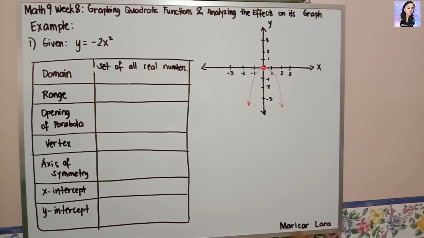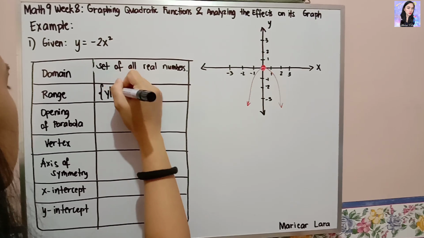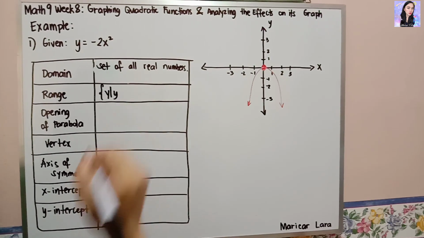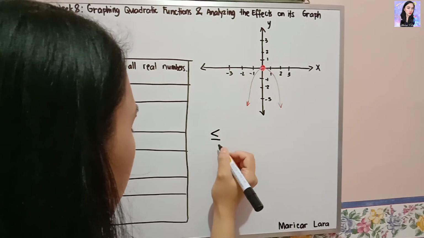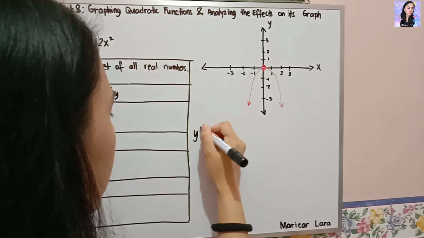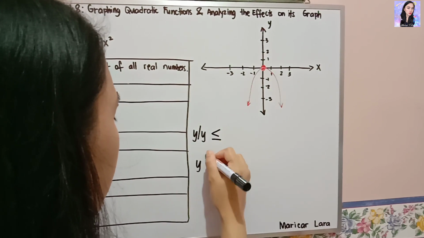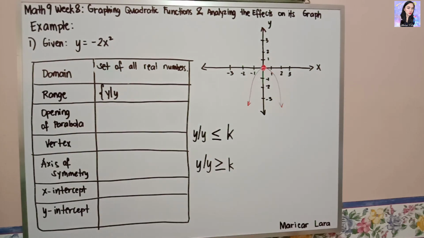So, sunod naman natin ay yung sa range. So, dalawa ang pwede nating ilagay sa range. So, lalagyan lang natin siya ng y such that y is less than or equal to. So, dalawa pagpipilian nyo, less than or equal to or greater than or equal to. Y such that y is less than or equal to k. Okay, so kung ano yung k natin, yun ang ilalagay natin dyan sa ating range.